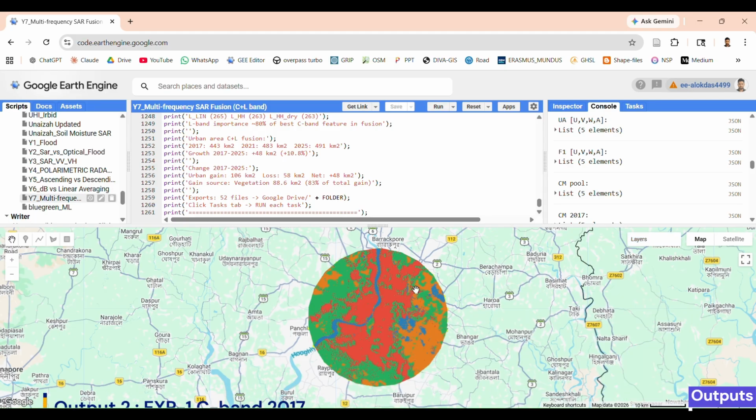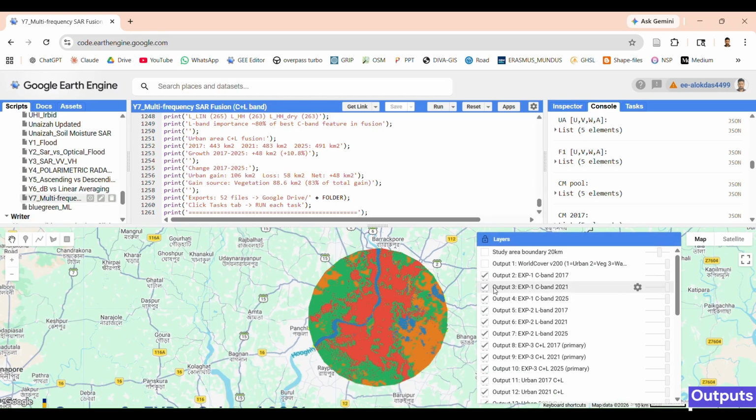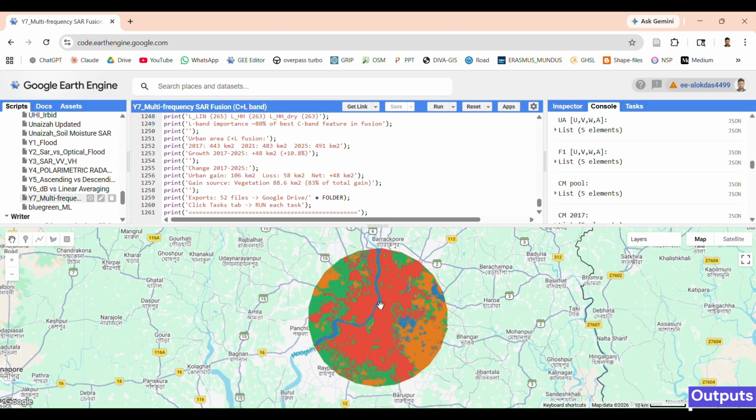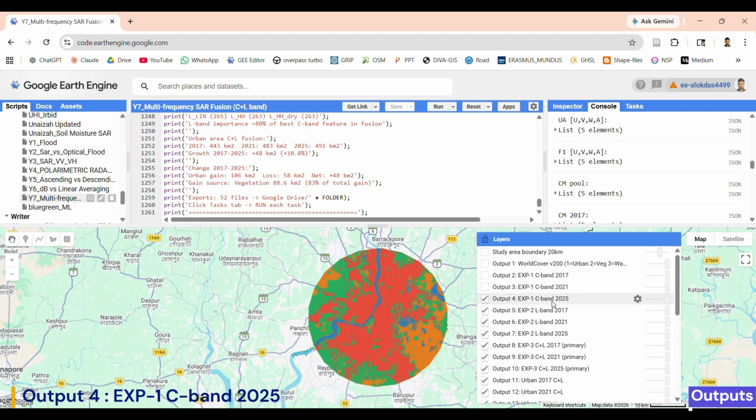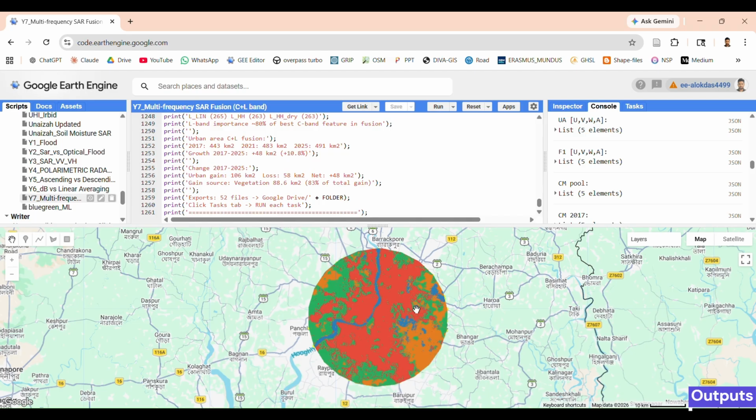Now moving to output 2, which represents 2017. Here red urban areas are relatively limited and concentrated in the central region, while green vegetation and orange agriculture dominate the outer areas. Next, let us observe output 3 for 2021, where red urban areas increase compared to output 2, especially along the edges indicating expansion, while vegetation and agriculture begin to decrease. Now coming to output 4 for 2025, here red urban areas further increase and spread outward, while green vegetation and orange agriculture reduce significantly compared to previous years.